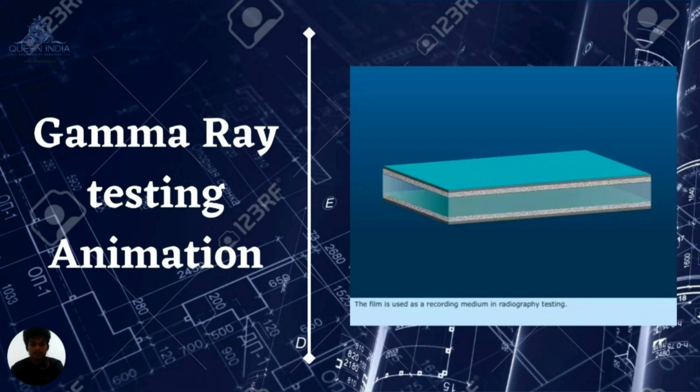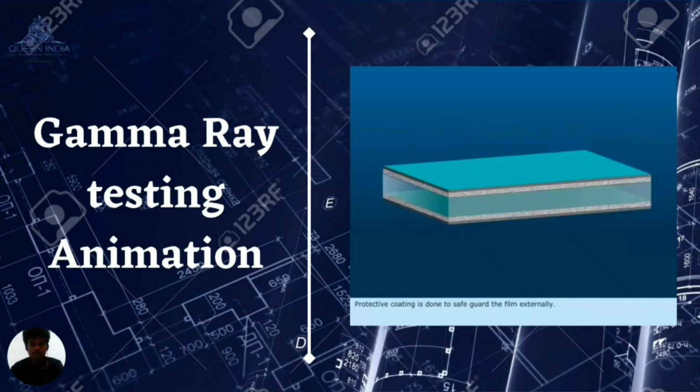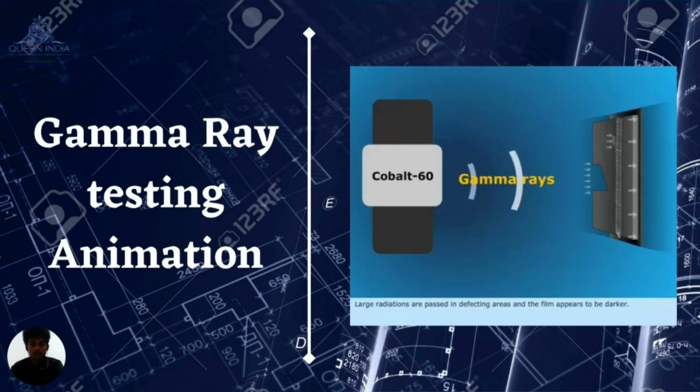Both sides of the film base are covered by a protective coating and an emulsion coating. Here, the base is made of polyester and provides a transparent medium. The emulsion is a suspension of silver salts in gelatin. The emulsion coating is used to increase the quantity of radiation absorbed, and externally we give a protective coating to safeguard the film. Larger radiation passes through defective areas and the film appears darker.